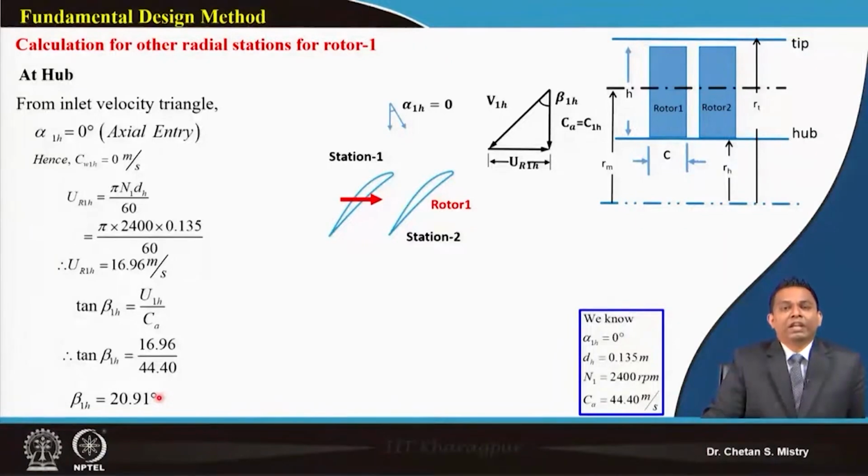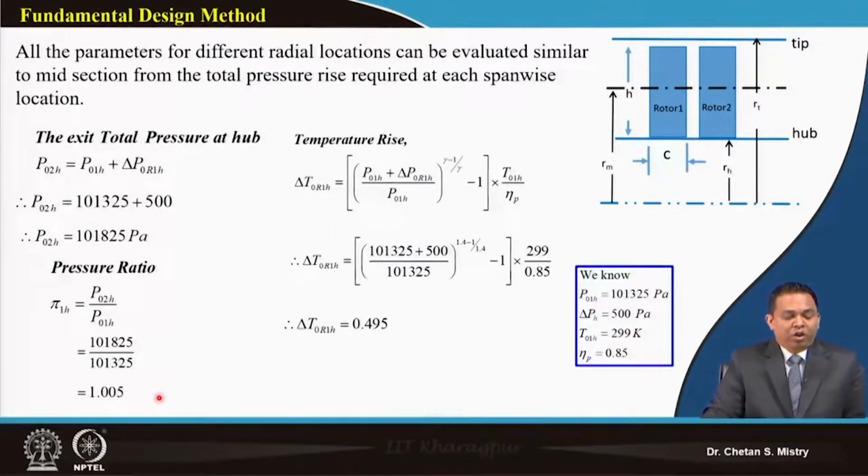Okay, and after building this confidence, you can go further, and that's the reason why we are doing all our calculation at the hub as well as at the tip. At the hub we are expecting our pressure rise to be 500 Pascal, and that gives me my pressure ratio at the hub to be 1.005. Be careful, my pressure ratio at every station is different. We did the earlier calculation at the mid station.